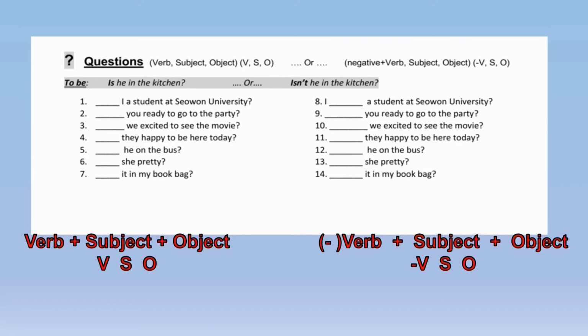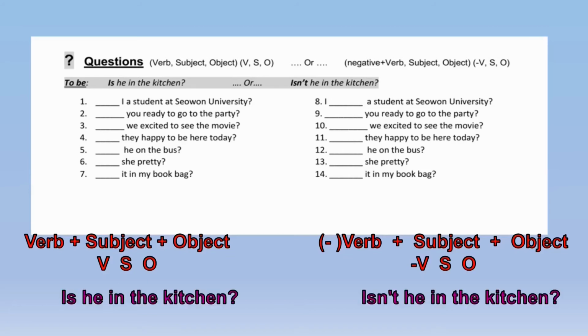So for example, "Is he in the kitchen?" would be a positive question. "Isn't he in the kitchen?" is a negative form of the question. Both are the same question. It's just that there are two different ways of saying it. Is he in the kitchen? Or isn't he in the kitchen?